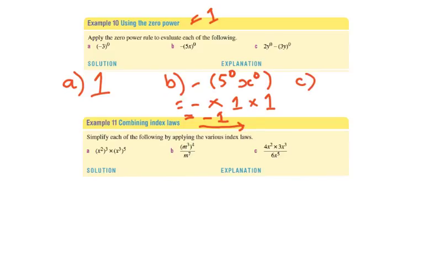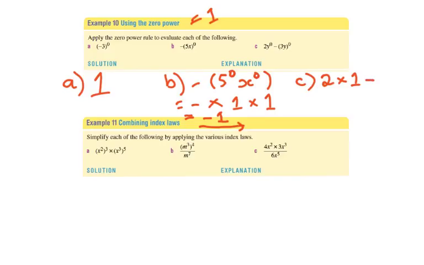With C, there are brackets and there's no brackets. Bear in mind that the y in the first one, so 2y to the power of 0, that 0 is only on the y, not on the 2. What's happening between the 2 and the y to the power of 0 is multiplication.